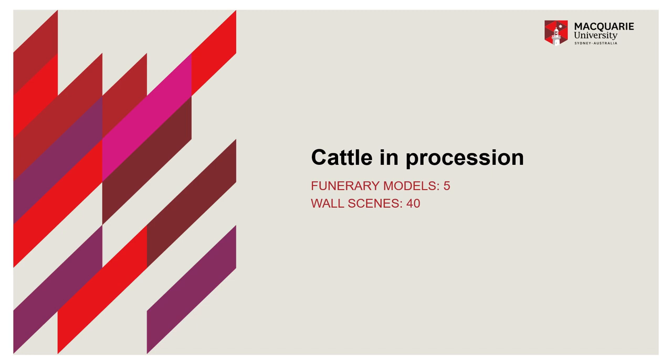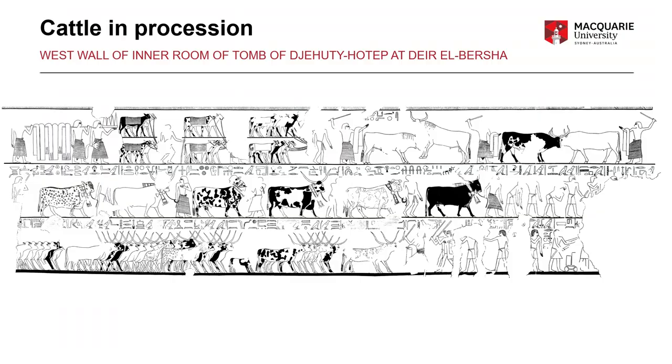In my study, I identified scenes of cattle in procession on over 35 different walls of 21 tombs, totaling 40 wall scenes. This high number is perhaps not surprising, considering the fact that the scenes were displayed in the public chapel, allowing this proclamation of the tomb owner's status and wealth to be admired by visitors. But the same situation isn't found for funerary models, with only 5 examples of cattle in procession identified in my study. This difference in prominence is also seen in the sizes of the herds represented.